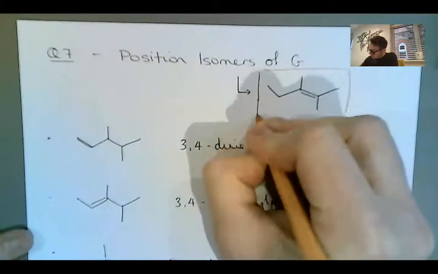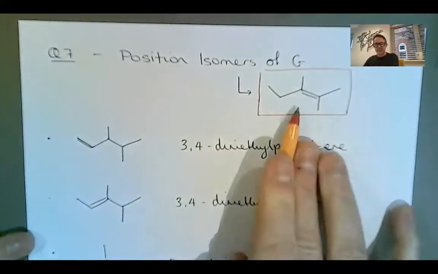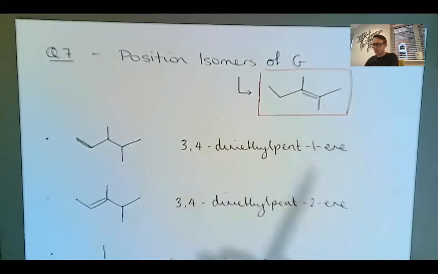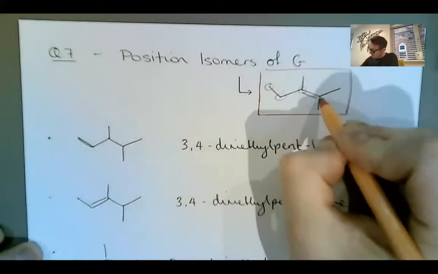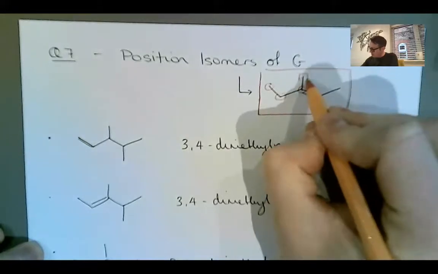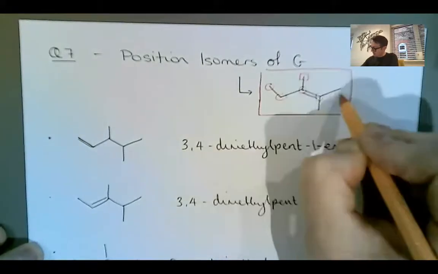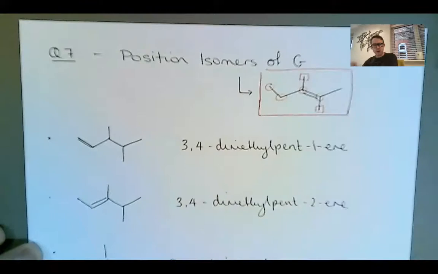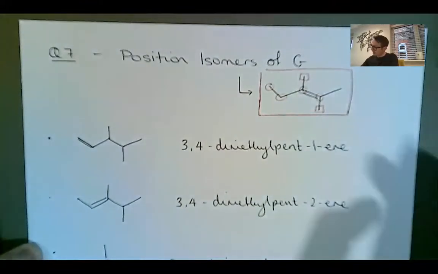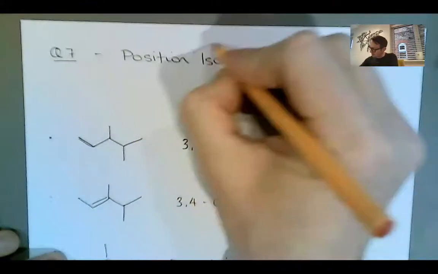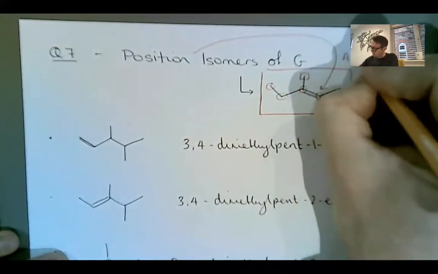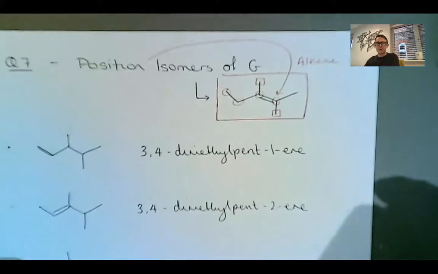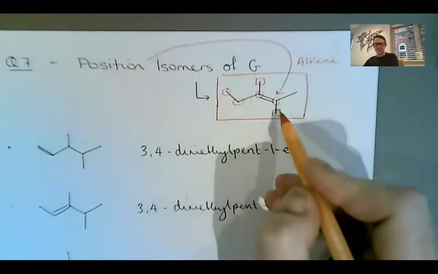So the rule with position isomers is that the carbon skeleton has to stay the same. So in this question, we have to stick with 5 carbons in a row, a methyl branch on carbon 3, and a methyl branch on carbon 2. So I cannot move those. A position isomer just changes the position of the functional group, and here the functional group is the alkene. So I just need to play around with moving the alkene around.